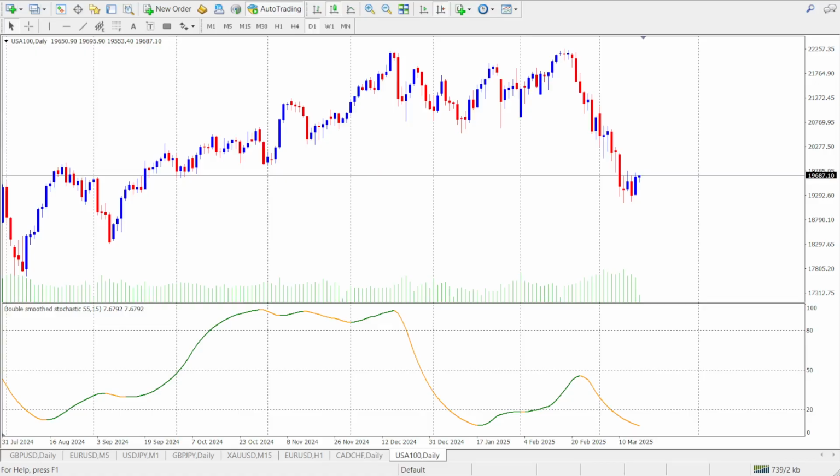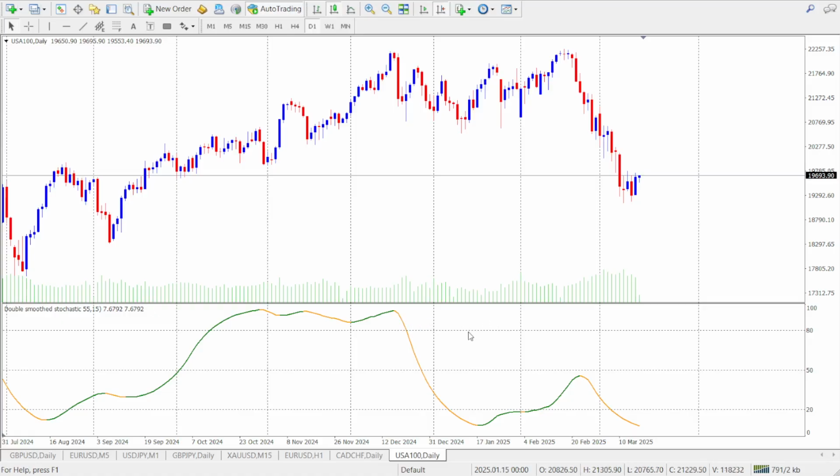So now that we understand how the Double Smoothed Stochastic Indicator works, let us talk about how to use it effectively in your trading strategy. So the first is to identify overbought and oversold conditions. When the indicator is near the bottom of the window, specifically below the 20 level, and turns green, the market is likely oversold, signaling a potential buy opportunity. On the other hand, when the indicator is at the top of the window, specifically above the 80 level, and turns orange, the market is likely overbought, signaling a potential sell opportunity.